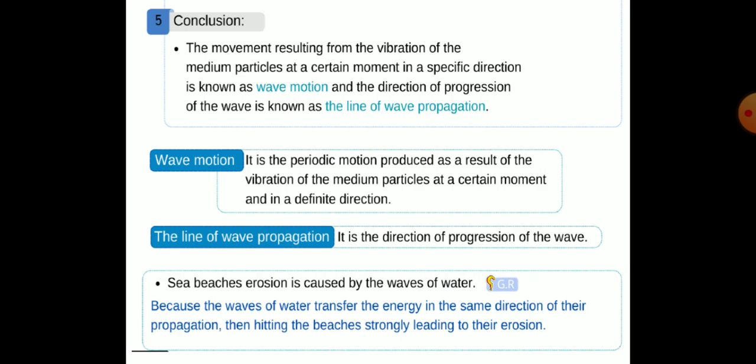It is a periodic motion produced as a result of the vibration of the medium particles at a certain moment and in a definite direction. So what about the line of the propagation? It is the direction of propagation of the wave. So, give reason. Sea beach's erosion is caused by the waves of water because the waves of water transfer the energy in the same direction of their propagation, then hit the beaches strongly, leading to their erosion.